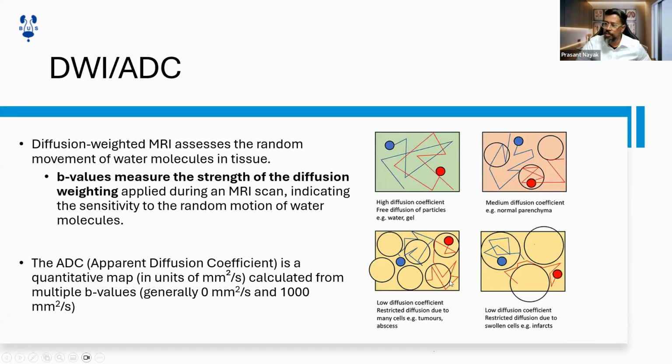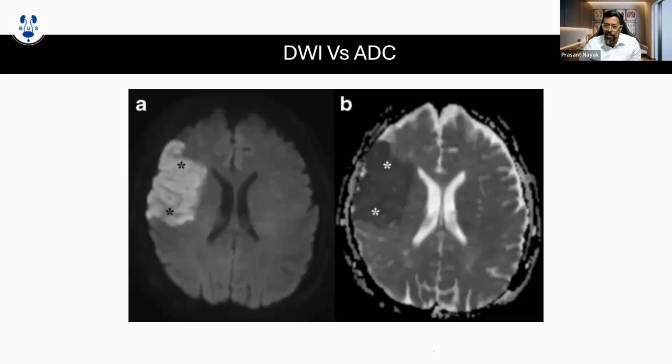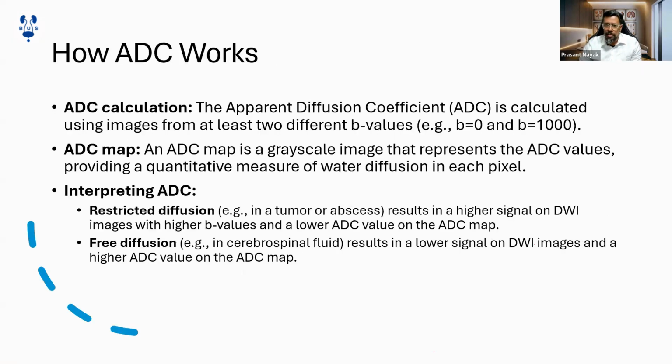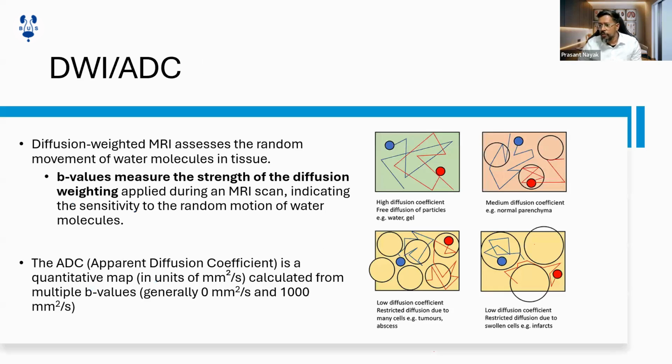So what does diffusion weighted imaging mean? That means it quantifies the diffusion. It quantifies how much the water molecules can diffuse through the tissue, right? So that is basically diffusion weighting. How easily can the water molecule diffuse through the tissue? If you want to identify that, that is something called diffusion weighted imaging.